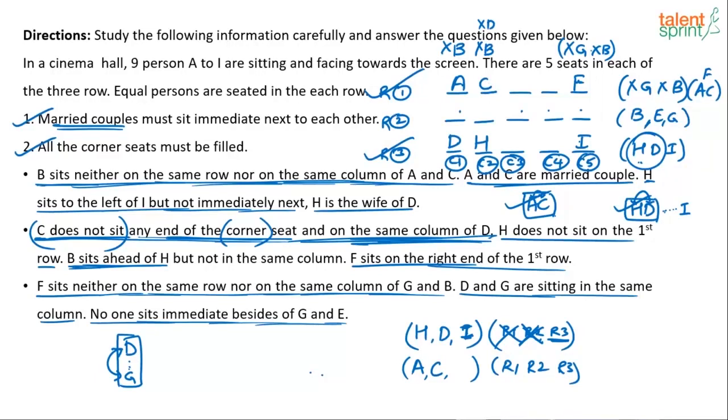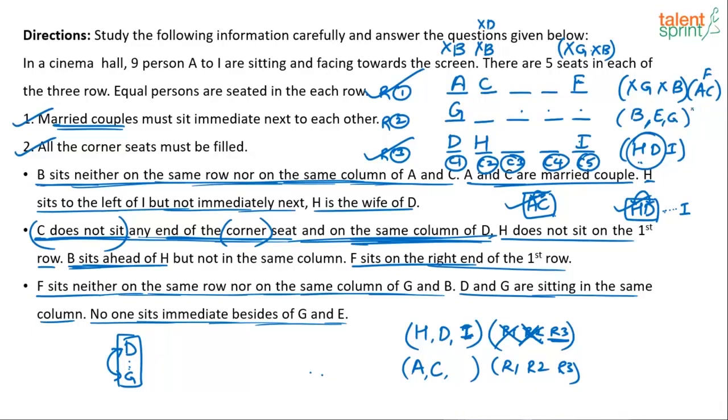Yeah. What do we know? We know that D and G are in the same column. Remember? Somewhere we had read this. D and G are sitting in the same column. So if D is here, G has to be seated here. Yeah, G has to be seated there.